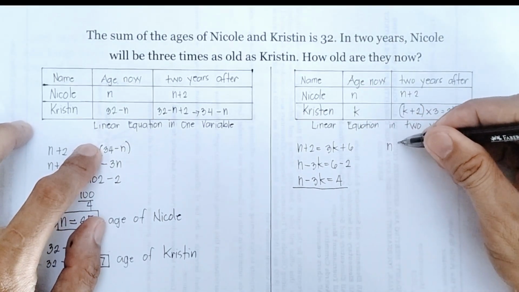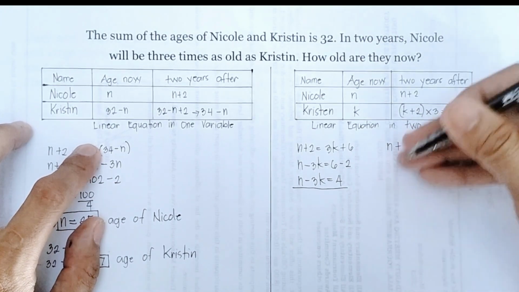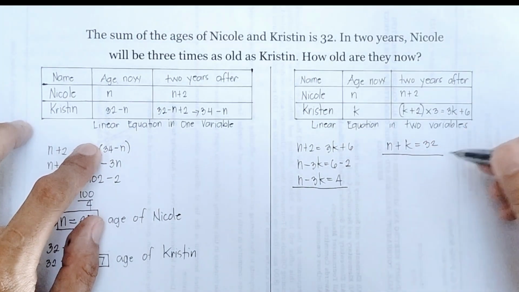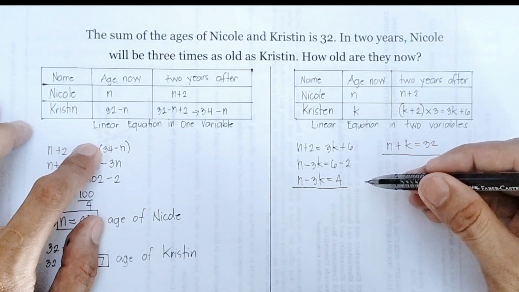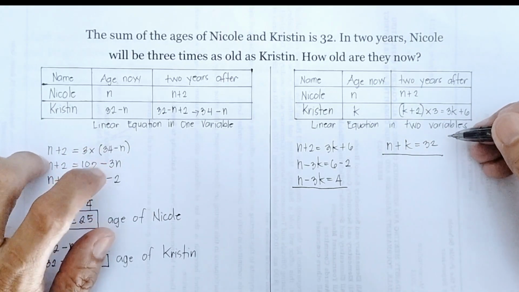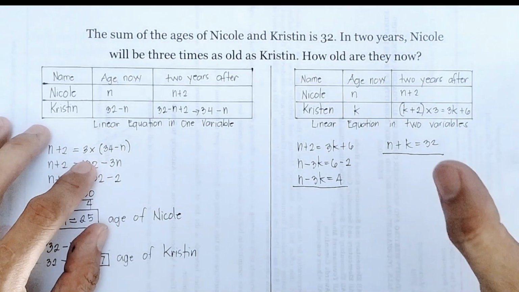So we have N plus K is equal to 32. Why did we add that? Because the sum of their age is equal to 32. So we have here two equations. N minus 3K is equal to 4 and N plus K is equal to 32. So this time, we have this system of linear equation. We use the elimination method or substitution method. And for this case, I'm going to use the elimination method.